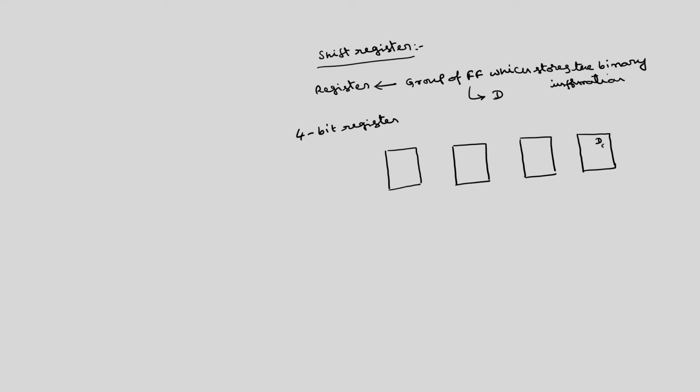This is D0, the LSB flip flop; this is Q0, the output of the LSB flip flop; then D1, Q1, Q1 bar, D2, Q2, Q2 bar, D3, Q3, Q3 bar. All these flip flops will have a clock, which can be positive edge triggered or negative edge triggered, or even level triggered, because in a D flip flop there is no problem with race around.